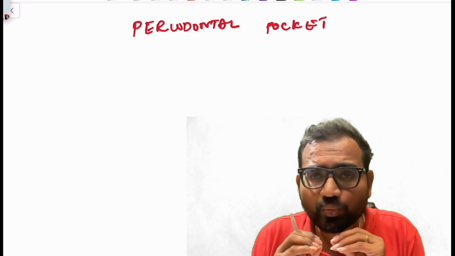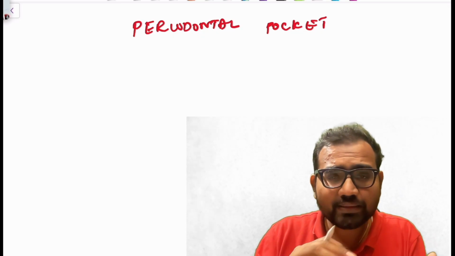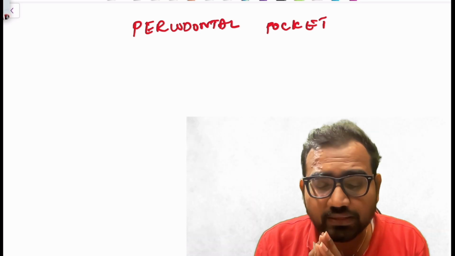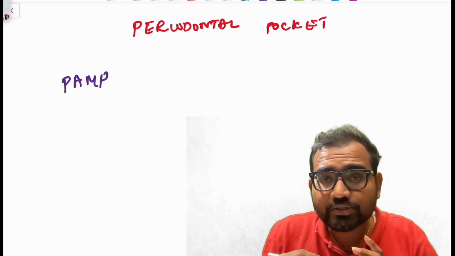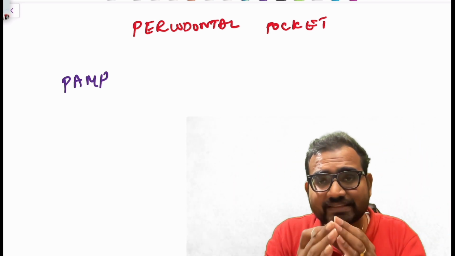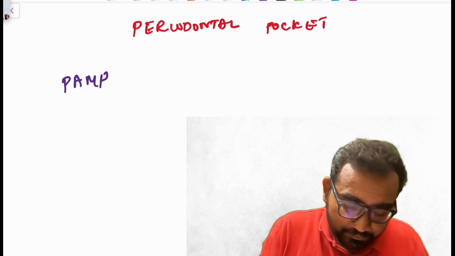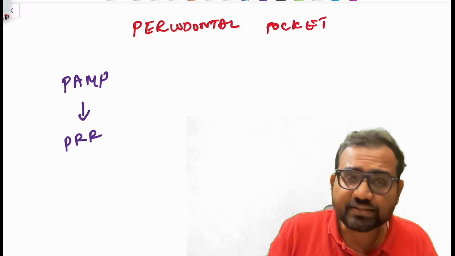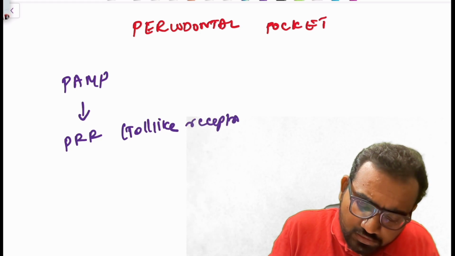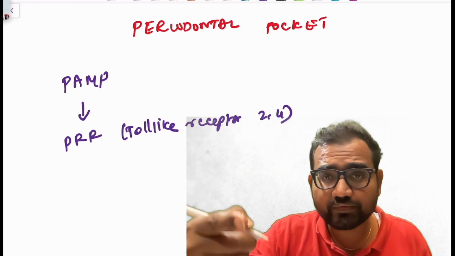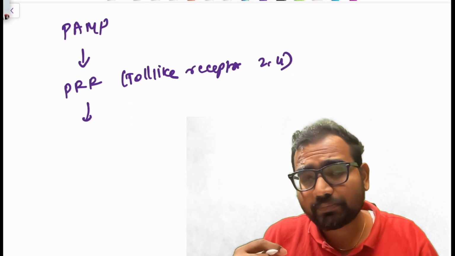I'll just give you a quick brief recap of whatever was taught in the last video. Whenever a bacteria enters the body, the bacteria will have a specific pattern surrounding it. That is what we are going to call pathogen associated molecular pattern. This pathogen associated molecular pattern, which is present as a covering for each bacteria, will be identified by the receptors in our body. That receptor is called pattern recognition receptor, which is nothing but toll like receptors, especially 2 and 4. I've talked about everything in the previous video, I'm just quickly recapping it. So PAMP is recognized by the pattern recognition receptors.